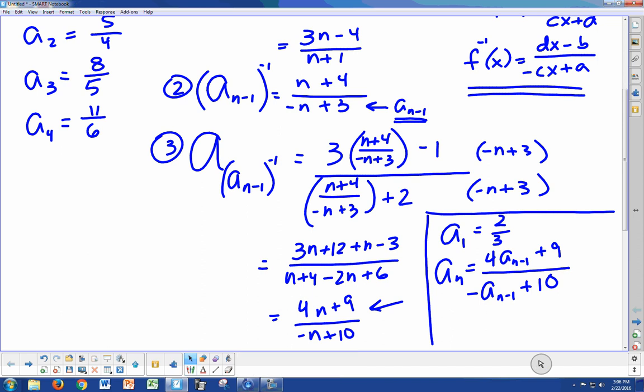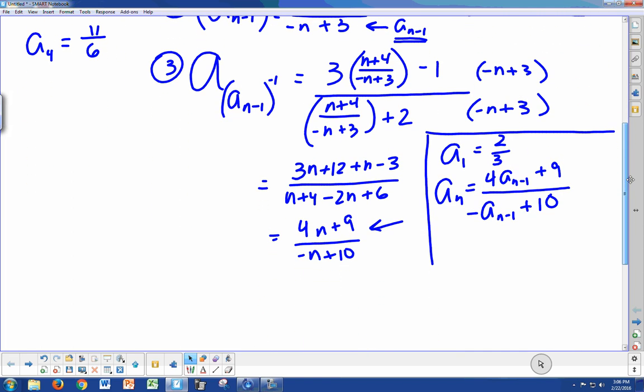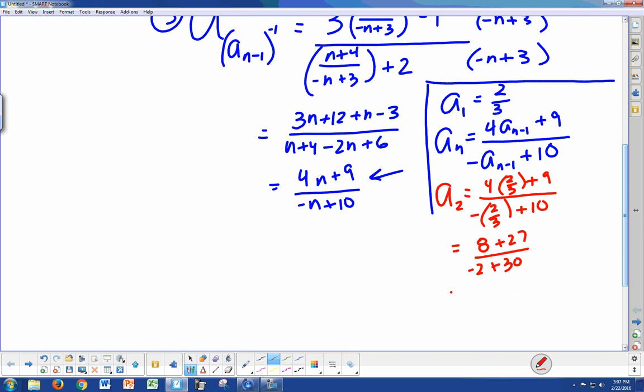And just for giggles, let's go ahead and do the next term to verify that it comes out to be 5 over 4. So if I wanted to find a sub 2, that would be 4 times 2/3 plus 9 over negative 2/3 plus 10. Multiplying the top and bottom by 3 gives me 8 plus 27 over negative 2 plus 30. Finishing that out gives me 35 over 28, which, dividing by 7, is 5/4. So it does verify that the second term is 5/4, and you could work your way down the rest of those if you wanted to verify it for yourself.